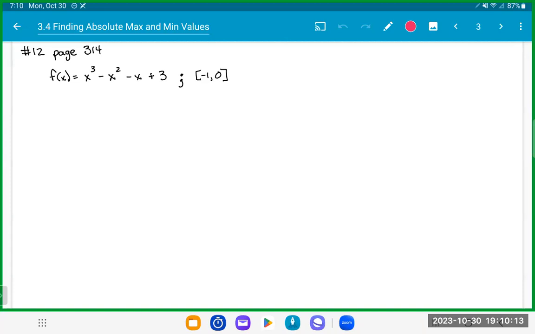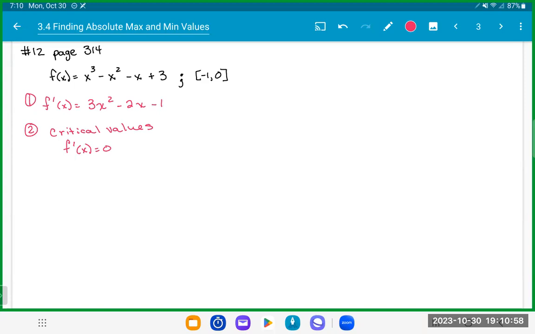So if we follow along with the steps that I laid out on the previous slide, the first thing we want to do is find the derivative of our function. The derivative here is 3x squared minus 2x minus 1, okay? The second thing we want to do is find critical values, right? To find a critical value, we really just want to set our derivative equal to 0 and solve. Since the derivative exists for all real numbers, we can do that, right?